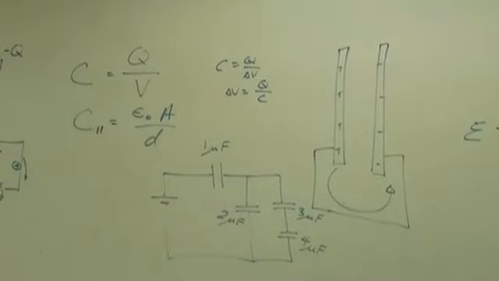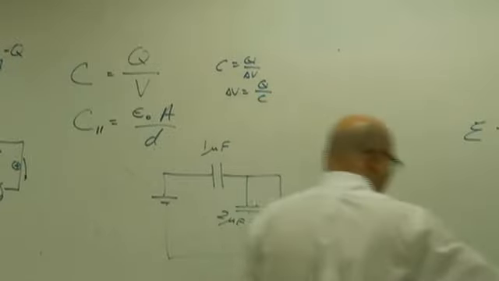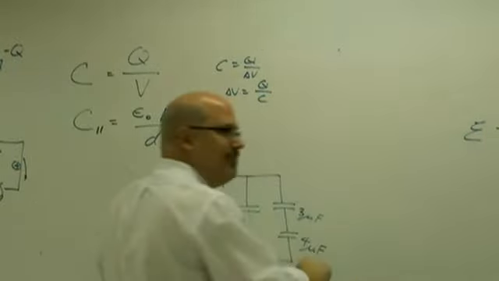You said 1 micro. Excuse me. It's 0.78. Wait, so what? The ones that are in series are 1 over. Ugly. Ugly answer. 0.787. I mean, no, wait.